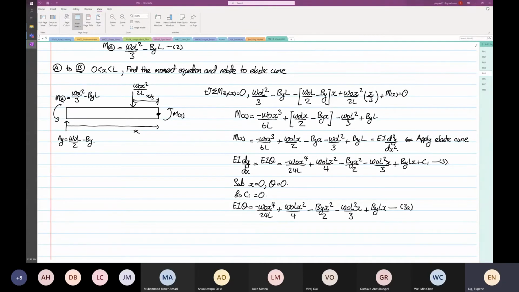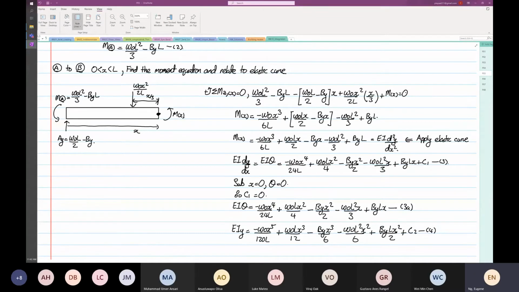Then we integrate again. So we have EI y now: minus omega naught x^5 over 120L, plus omega naught L x^3 over 12, minus wx^3 over 6, minus omega naught L^2 x^2 over 6, plus wL. I think you guys are better at integration than me. So this is our equation number 4.